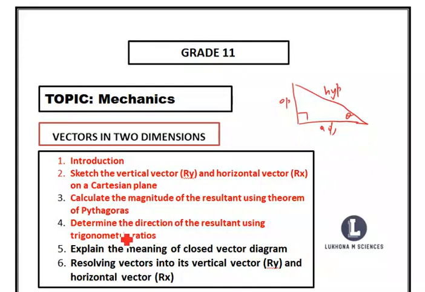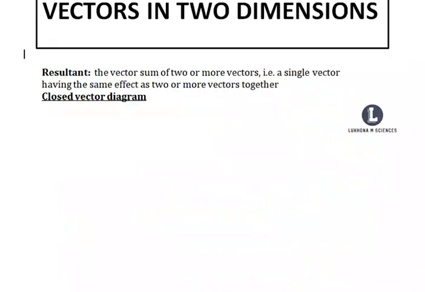Now we are going to explain the meaning of a closed vector diagram. A closed vector diagram can be a right angled triangle, or just any other triangle. Then we resolve vectors into their vertical and horizontal components. Let's start with the closed vector diagram.